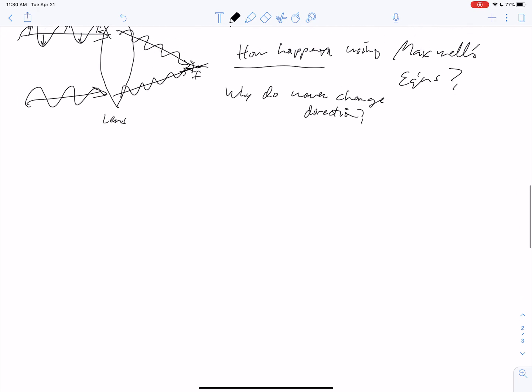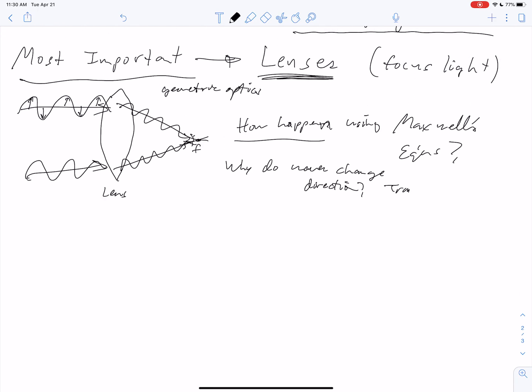And also, what is the transmission through a lens? How much of the wave can get through the lens? What is the transmission? How do waves change direction? How much gets through? These are important questions. Let's answer these questions now.